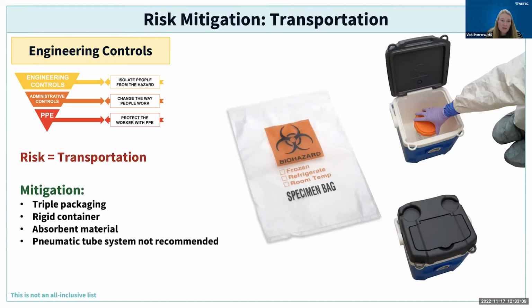How about transportation? Now, where will your testing be done for your specimens? How will you get them to that location? We are strictly talking about if you are testing within your facility. So double bagging that specimen, putting it in a rigid container, making sure there's absorbent material in case there is a leak. We recommend not using a pneumatic tube system with this. Pneumatic tube systems can break down.